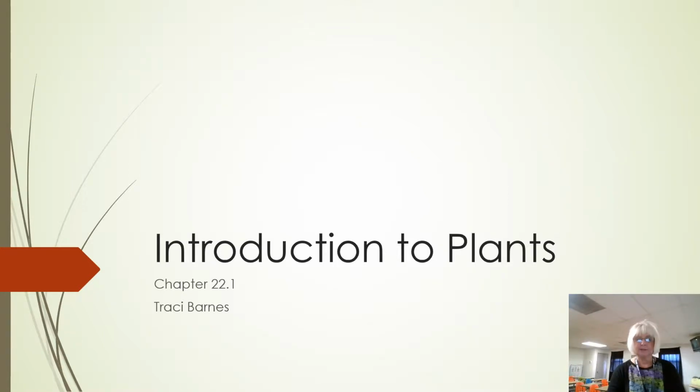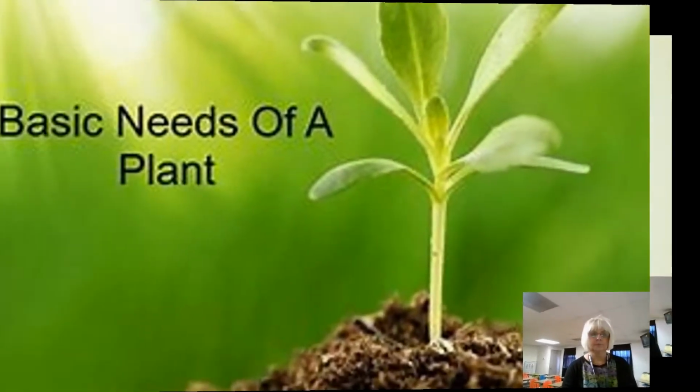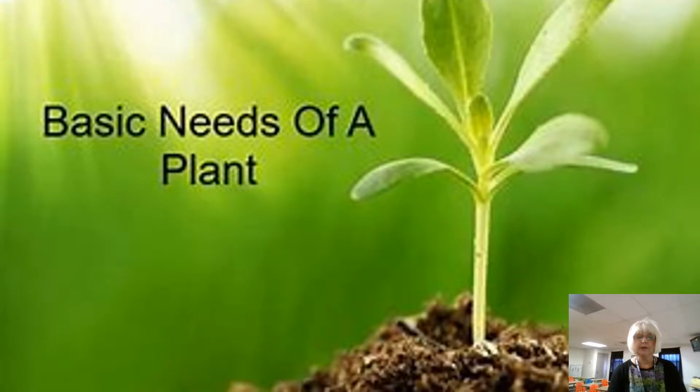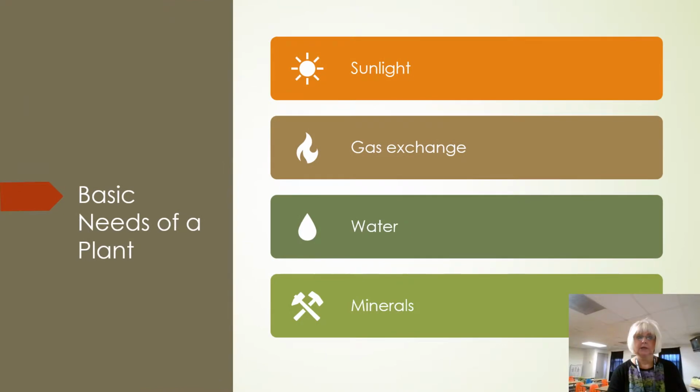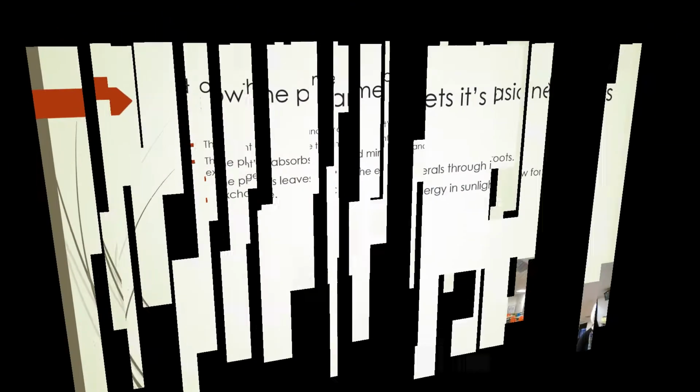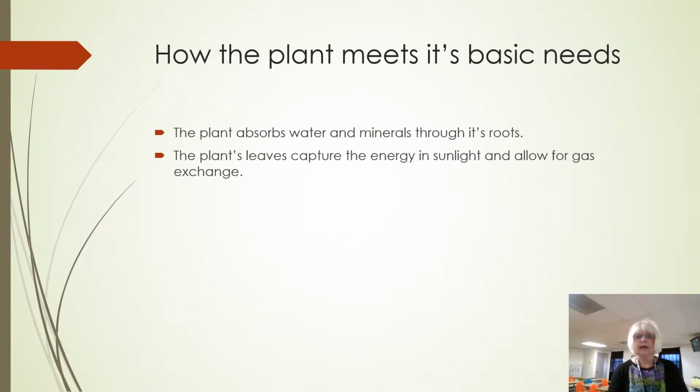Introductions to Plants, Chapter 22, Unit 1. So first we want to look at the basic needs of a plant. We know they need sunlight, there's the gas exchange that takes place, water, and minerals. So how the plant meets its basic needs.